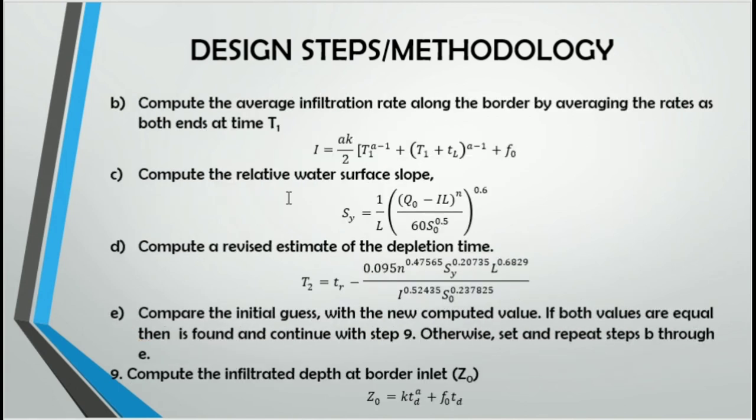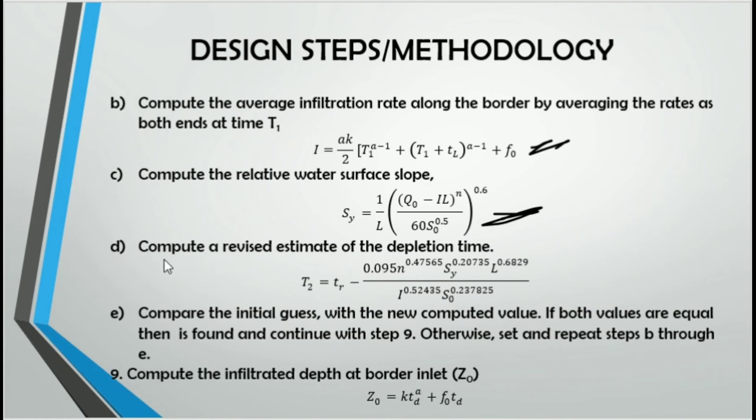And then next, compute the average infiltration rate along the border by averaging the rates of both ends at time T1. Using the rate, the time of depletion, and your time of recession, you can compute your average infiltration rate using this equation over here. And then compute the relative water surface slope, or your SY, that is your water slope over here. You can compute this using this equation over here.